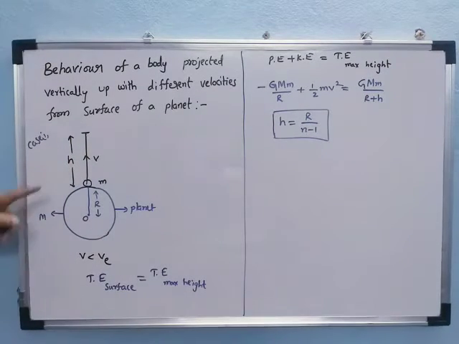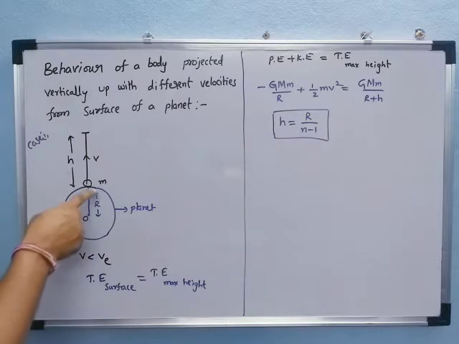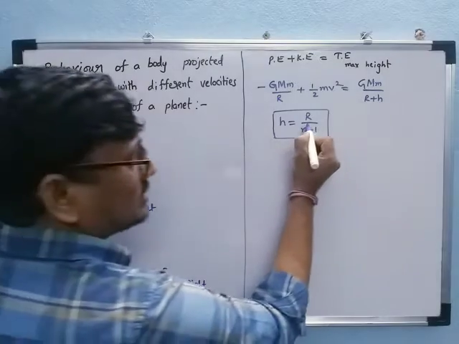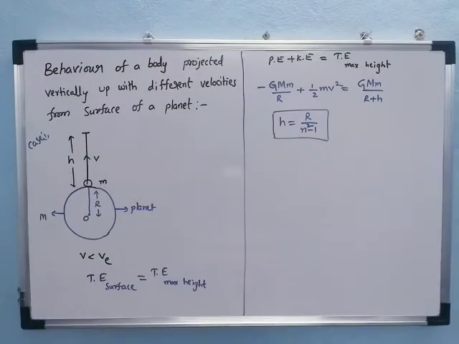H is the height attained by the body, R is the radius of the planet, and n is the number, taken as n square minus 1.